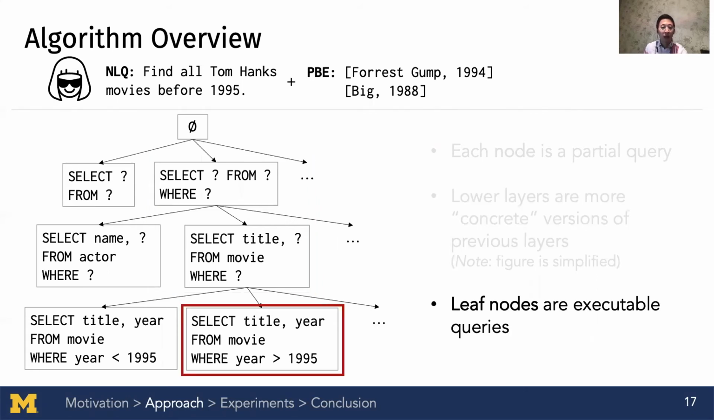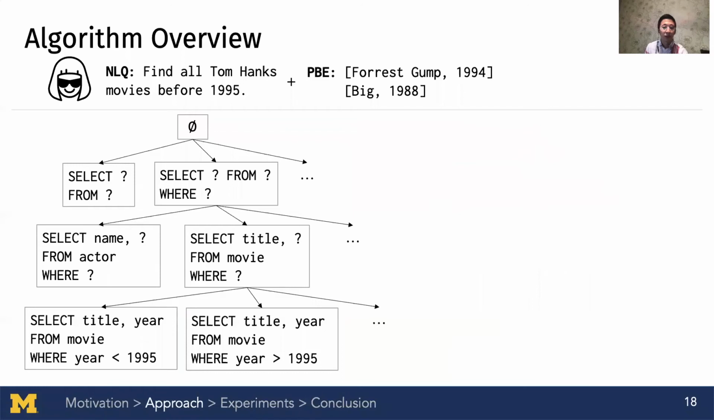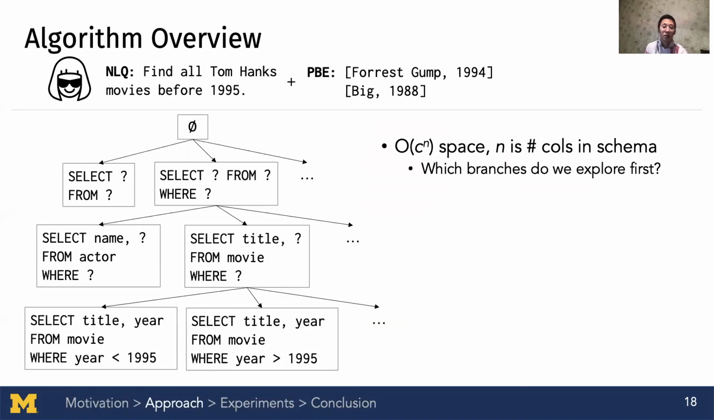And finally, when we get to the bottom of the tree, the leaf nodes are executable queries that we can run directly on the database. Now, this is an exponential space depending on the number of columns in the schema. And that begs two questions. When we go through this process, how do we decide which branches to explore first? And secondly, how do we prune the search space?